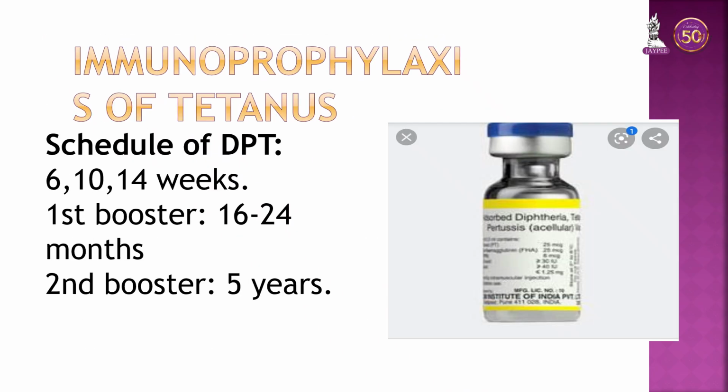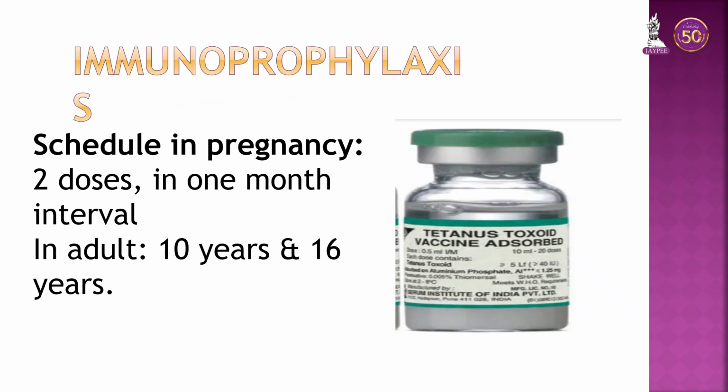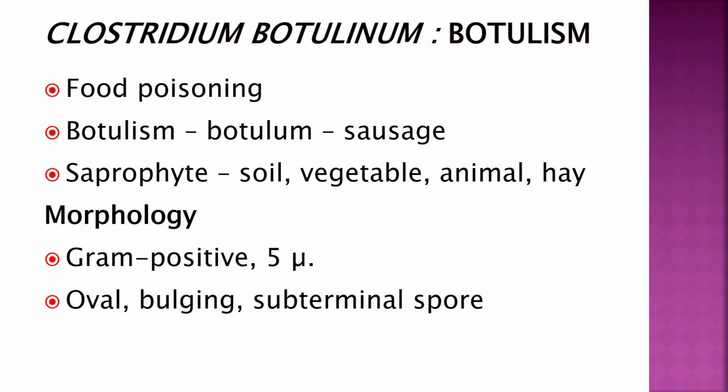In immunoprophylaxis of tetanus, DPT vaccine is given. DPT is diphtheria, pertussis and tetanus. So in the schedule of that is 6 weeks, 10 weeks and then 14 weeks. And then first booster is given 16 to 24 months and second booster is given at 5 years. In pregnancy, tetanus toxoid is given in 2 doses at 1 month interval, and in adult it is given at 10 years and 16 years. Now we will see Clostridium botulinum that causes botulism.